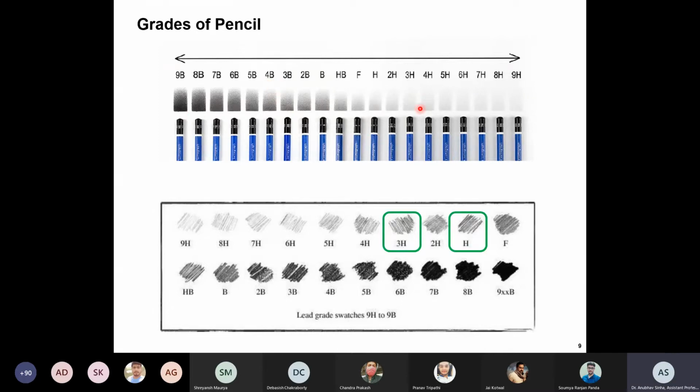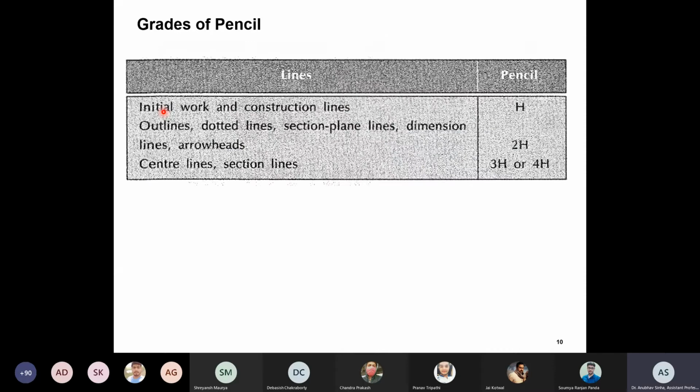You can see this from this outline. The general suggestion is that for initial work you can use H, and for the final drawing you can use 3H or 2H. For arrowheads and all, 2H. So 3H and H are the most commonly used for your assignments. Please make a note.